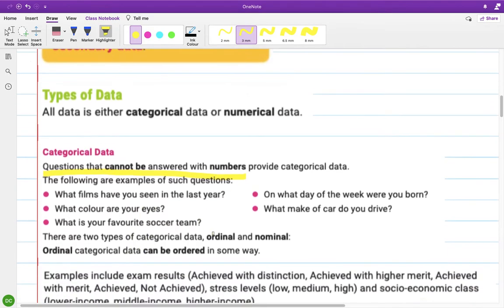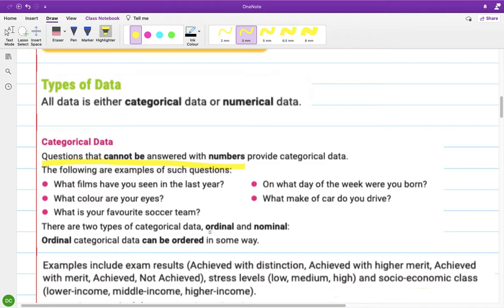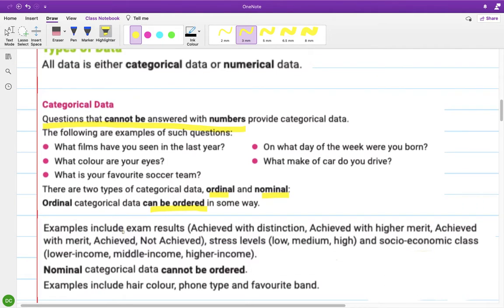Categorical data can be further broken up into ordinal and nominal. Okay. Ordinal, you can see it in the word. It's data that can be ordered in some way. Now that sounds really complicated. It's not. If you look here, examples, exam results would be ordinal categorical data.